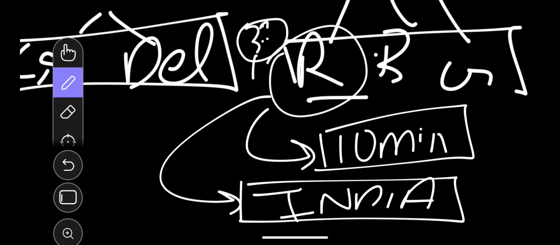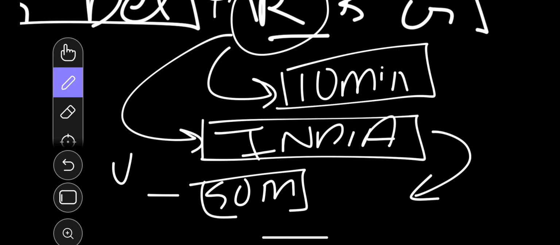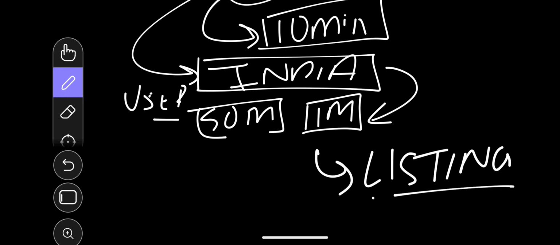Only for one country, for the sake of scaling down the problem, because it will become very complex. Now, let's say in India you have 50 million users, and you have a total of 1 million listings. Cool. So we have 50 million customers and 1 million listings. Now we have a clear idea of what we are going to do in the system design.